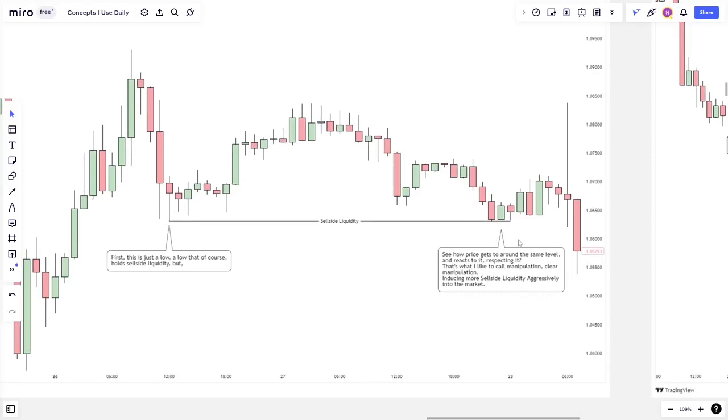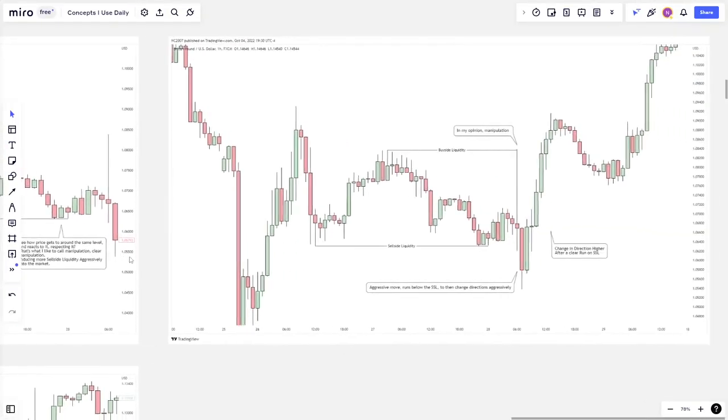So what is it that we have here? We basically have sell-side liquidity. This low already was sell-side liquidity. The fact that another low was created at the exact same level, it's just a little bit of an extra confluence. And again, what I like to call manipulation, but we'll get into that onto the next one.